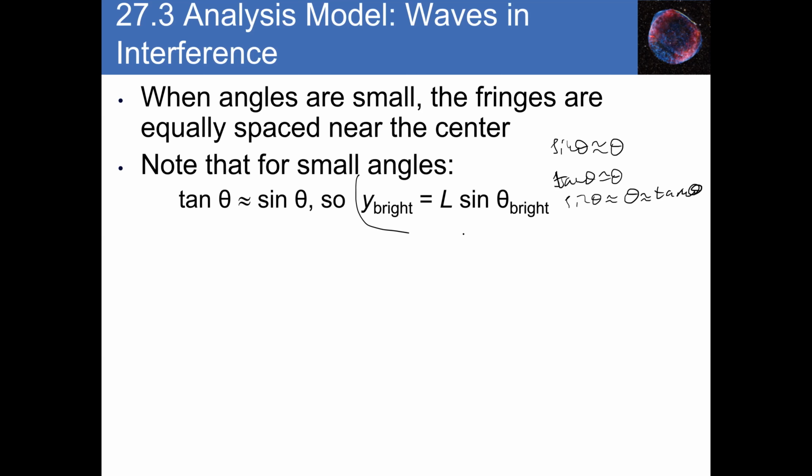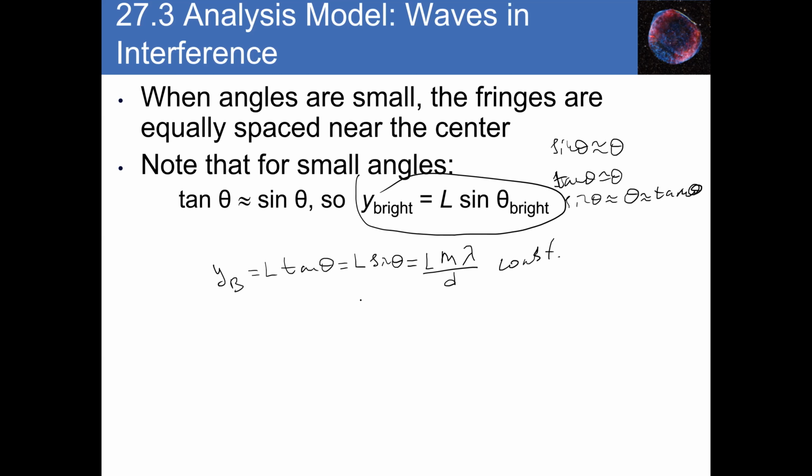That means in this equation that we have, I can just replace: it was y bright equals L times tangent of theta. I can say this is L times sine of theta. And what was L times sine of theta? Well, it was L times m lambda over d for constructive, because it's the bright one. That means we have an equation that calculates the linear position in terms of the length, order number, wavelength, and d. That means combining those two equations.